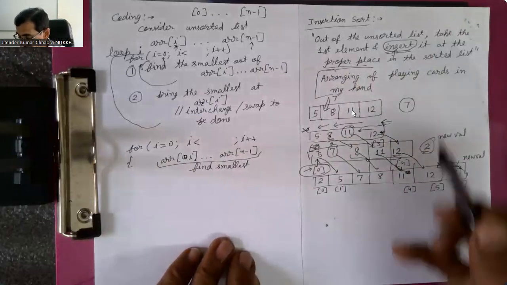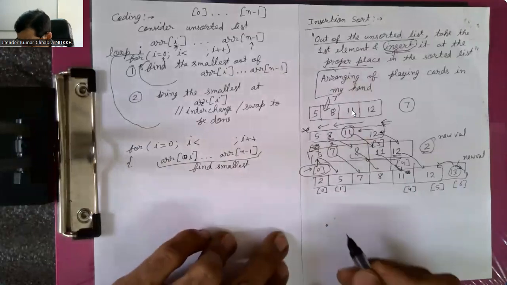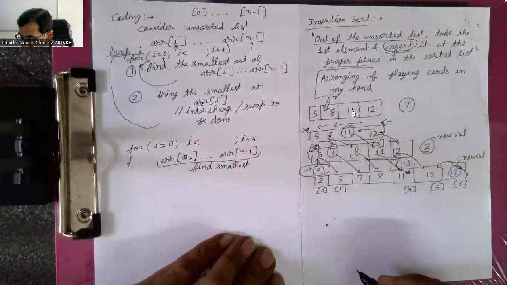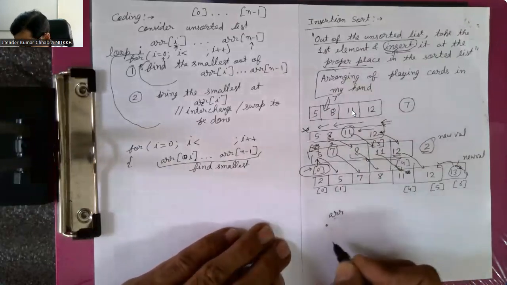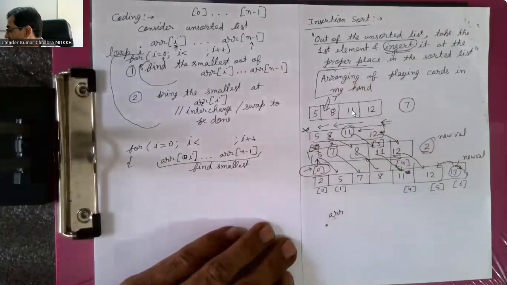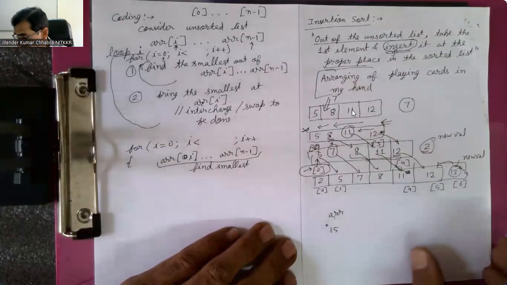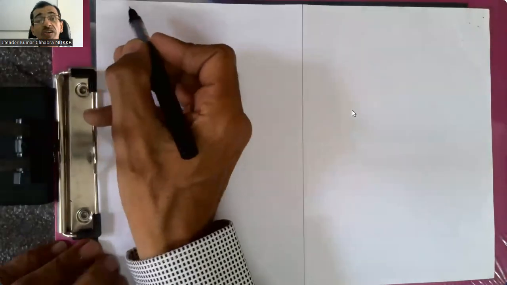Now, what we did was, out of the unsorted list, take the first element. Till now we discussed in terms of cards. Now let's talk in terms of an array. Say I have an array, and in the array, effectively I have, let's say, the original list. Let's go to the next page and I'll explain everything there. I'll take the same data which we took for the selection sort.